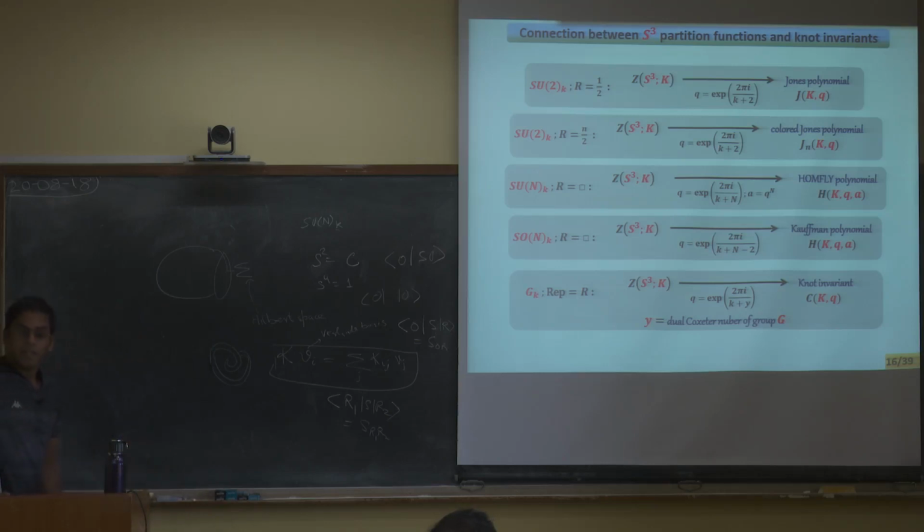And are these more useful in distinguishing knots than the Jones polynomial? Yes, so this is more effective than this, and this is more effective than this, because this is more informative. This is a polynomial in two variables, q and a.